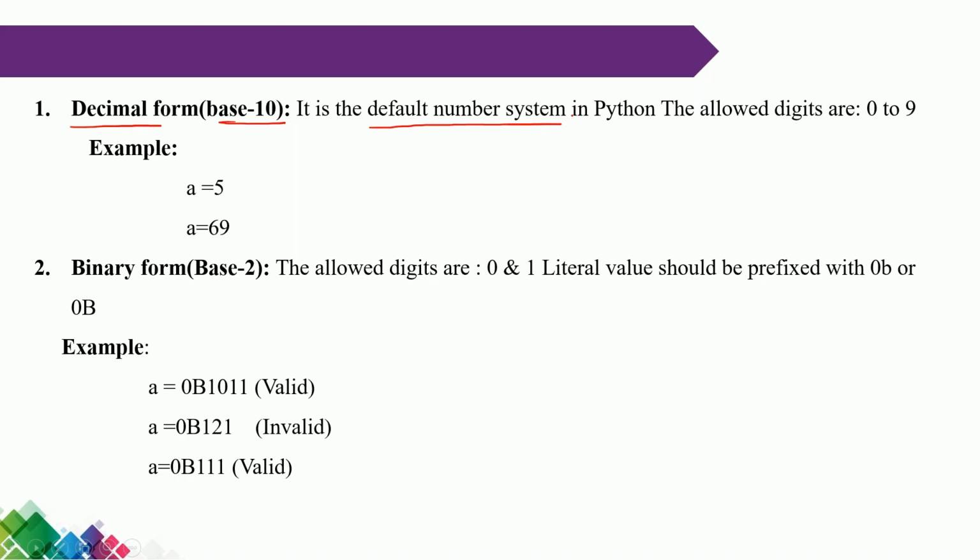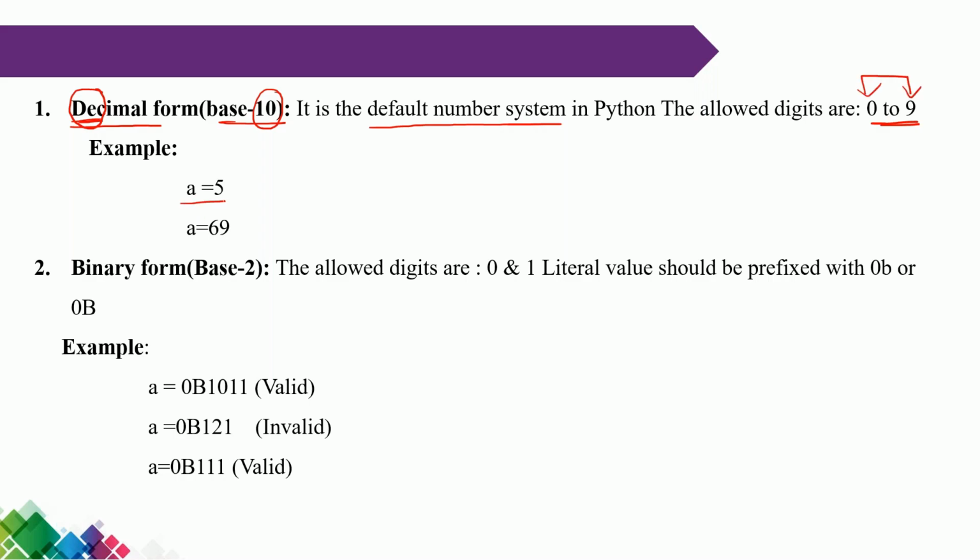What is the term default? Default means if you are not specifying any type, by default the form is considered as a decimal number. DEC means 10. What are the possible digits? 0 to 9. Decimal means a total of 10 digits, and the possible 10 digits are 0 to 9.